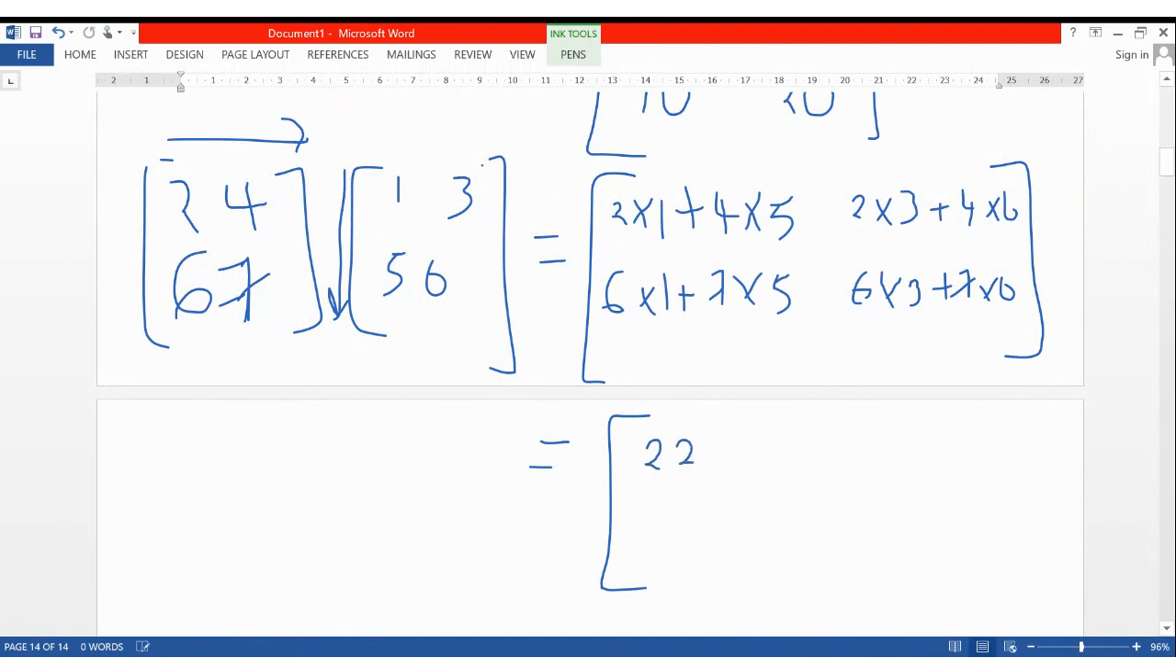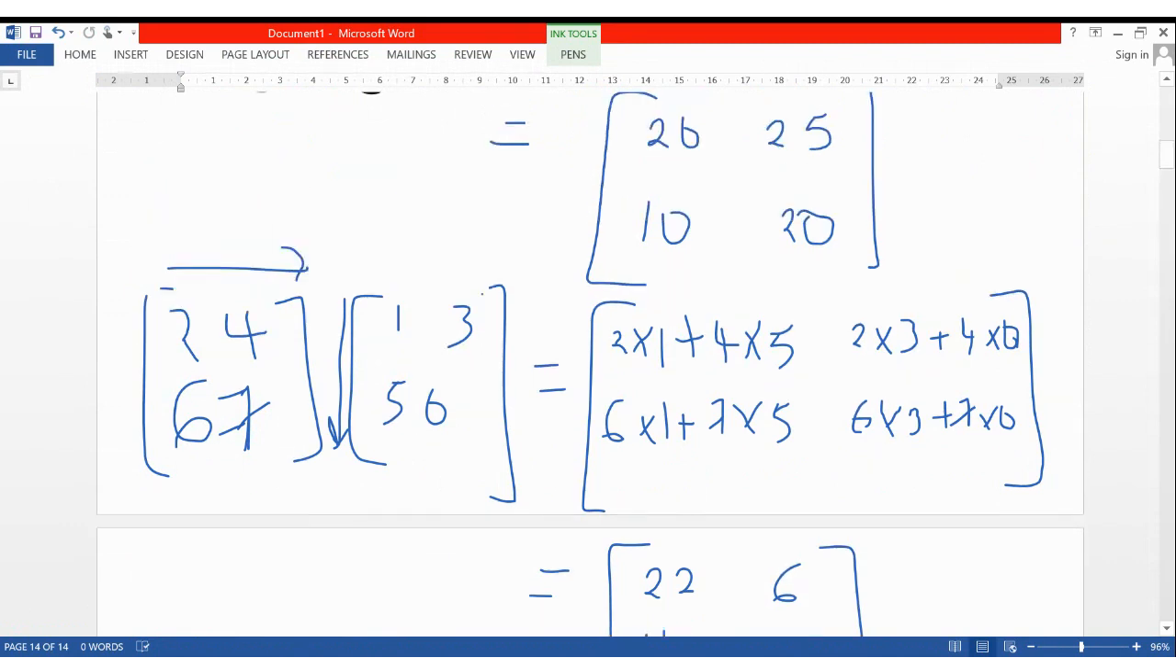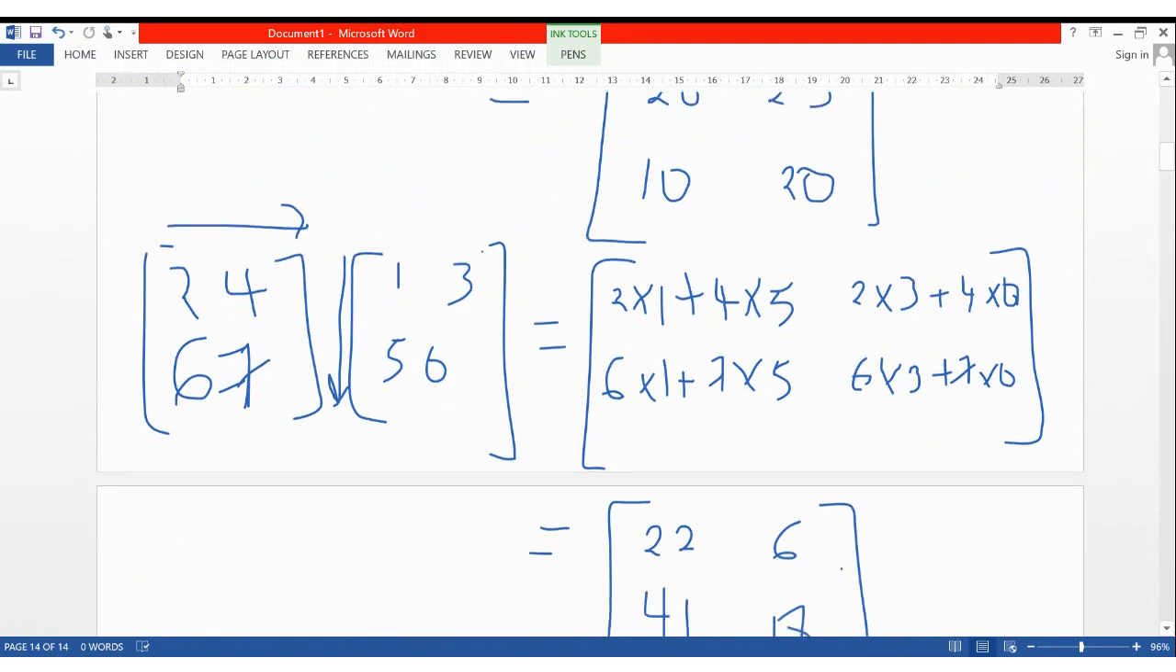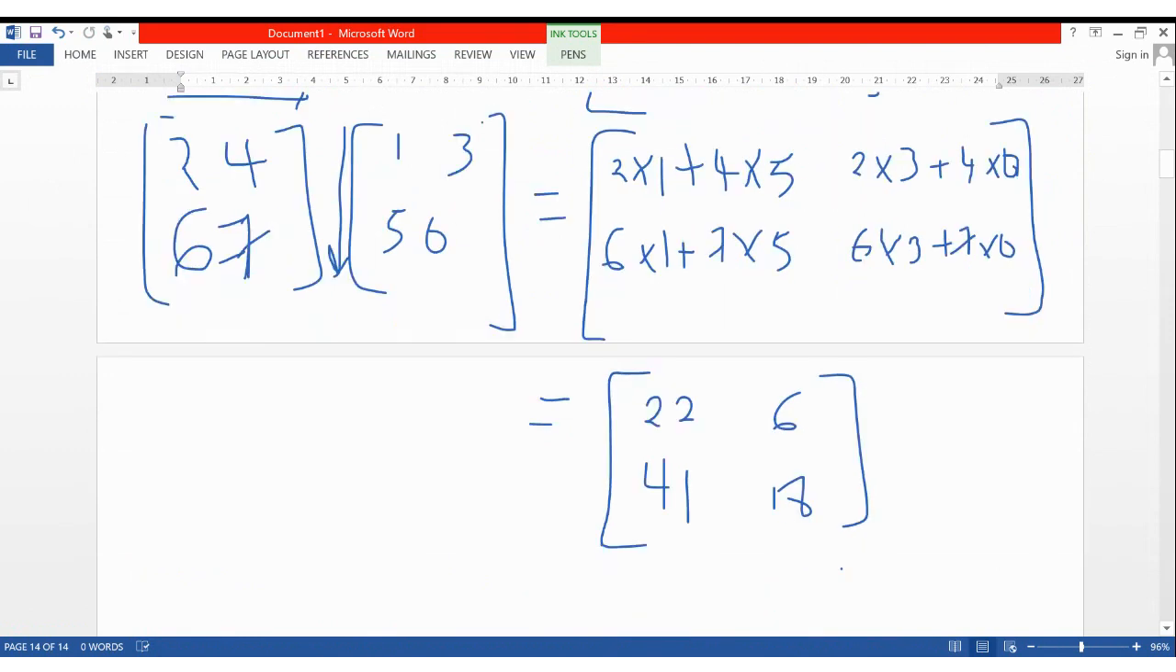22. This one was what, 4 times what? 4 times 0, this one it was a 0, I'll get a 6, that is 35 plus 6, 41, then 6 times 3, that is 18. So you can see, basically, I'm getting two different answers. The first one is 20, 25, 10, 20. This one I'm getting 22, 6, 41, totally different values.